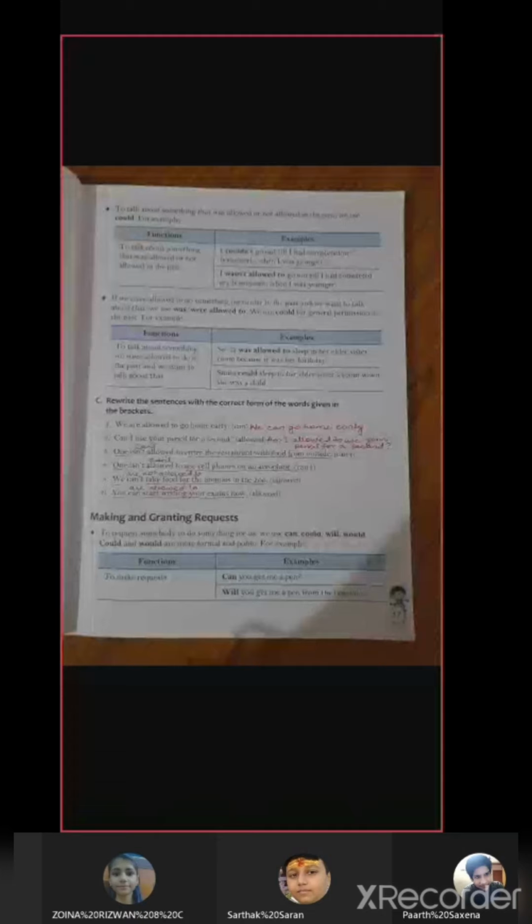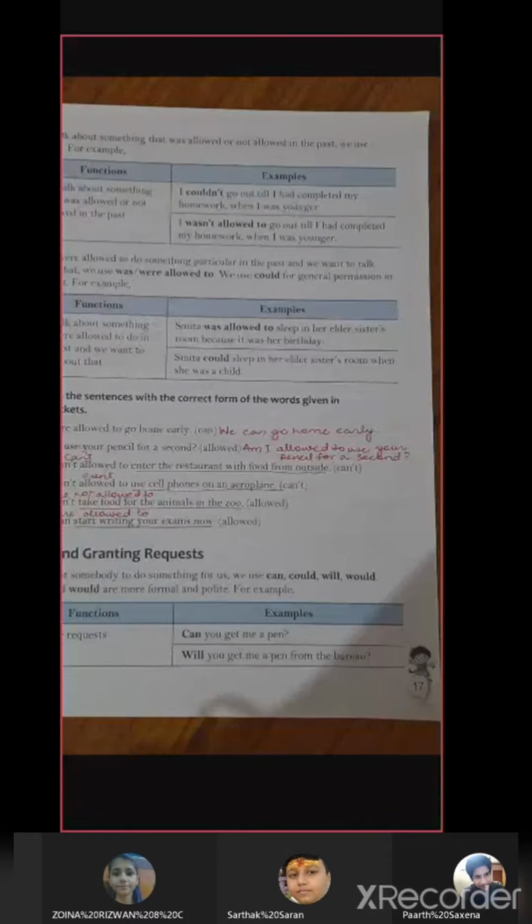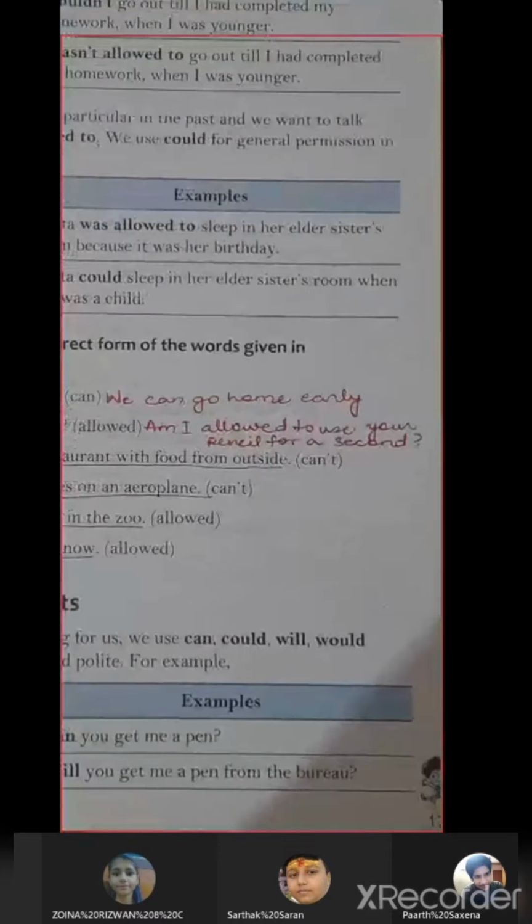Number two, can I use your pencil for a second? Allowed. Answer, am I allowed to use your pencil for a second? Question mark. See here. Am I allowed to use your pencil for a second? Question mark.